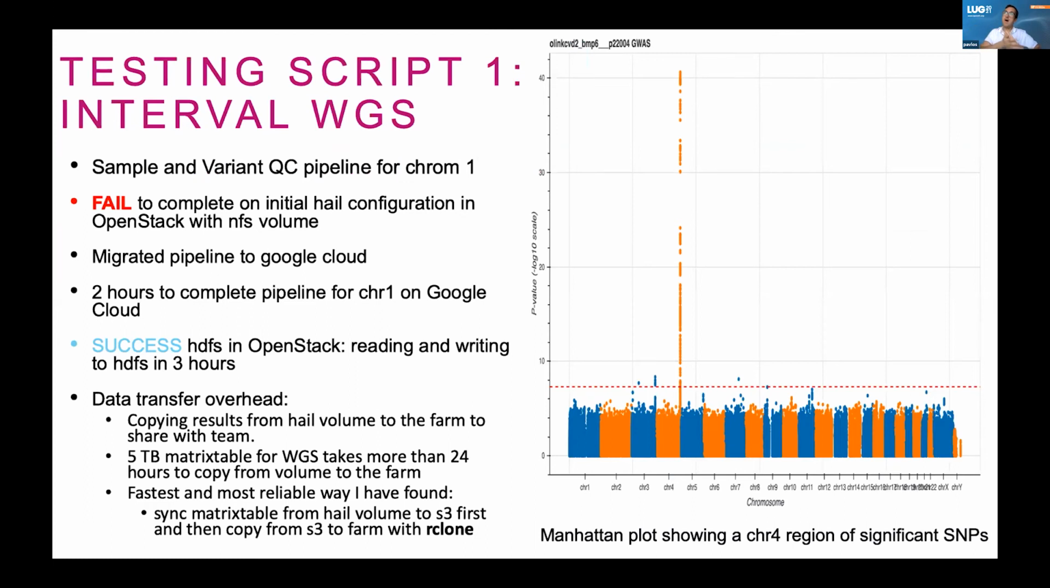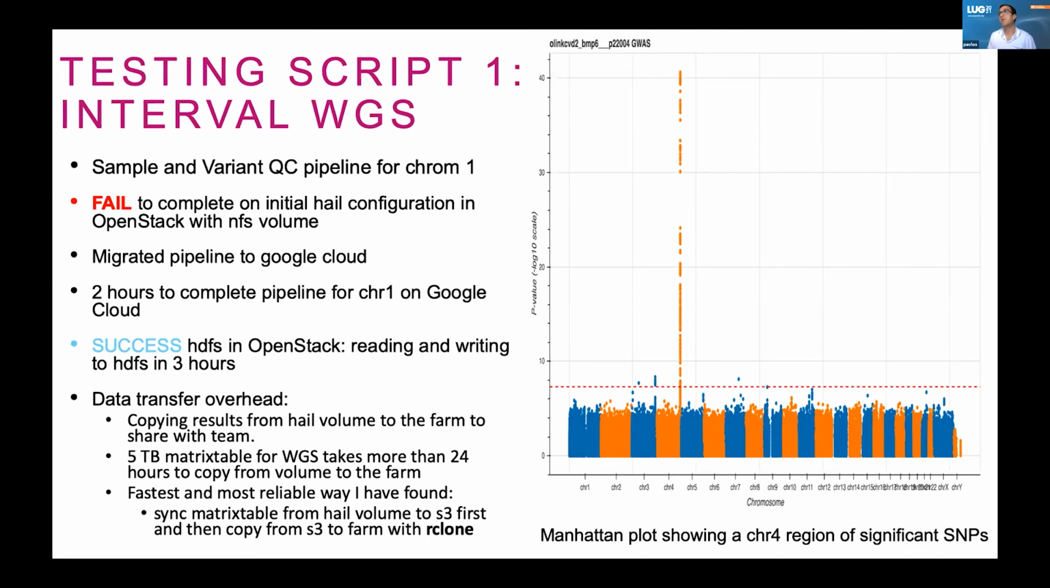Now, I want to go through the specific two projects that I mentioned before and how the analysis for these projects was improved and benefited from the introduction of Secure Lustre. The first test script I used with Secure Lustre was part of the interval whole genome sequencing project that I mentioned. In this project, I was tasked to do the sample invariant QC pipeline for chromosome 1.